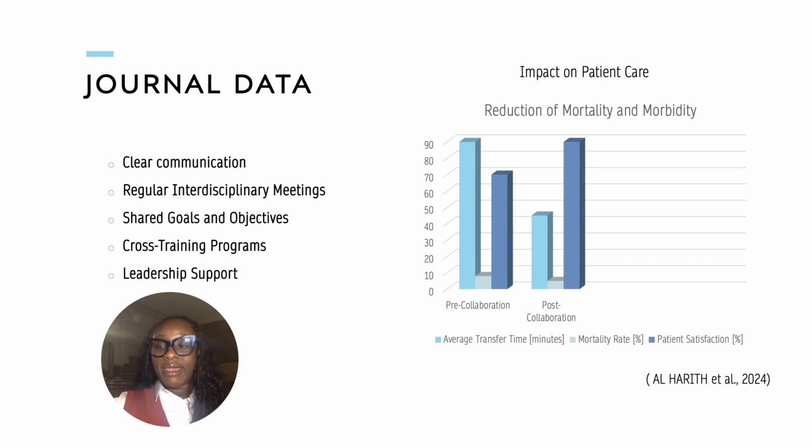In this slide, I have a chart that lays out the reduction of mortality and morbidity based on a case of cooperation between emergency department and ICUs. Average transfer time is represented in minutes, mortality rate is represented in percent, and so is patient satisfaction. For pre-collaboration, the average time is 90 minutes. For post-collaboration, it reduced to 45 minutes. Pre-collaboration mortality rate shows 8%, while post-collaboration reduced to 5%. And lastly, patient satisfaction for pre-collaboration shows 70%, while post-collaboration increased to 90%.